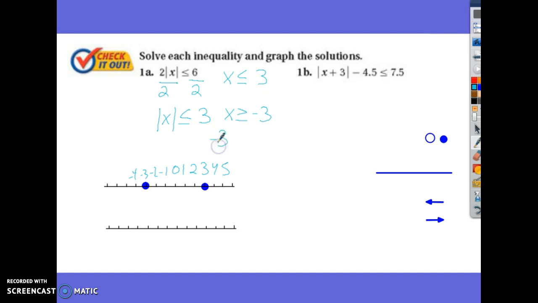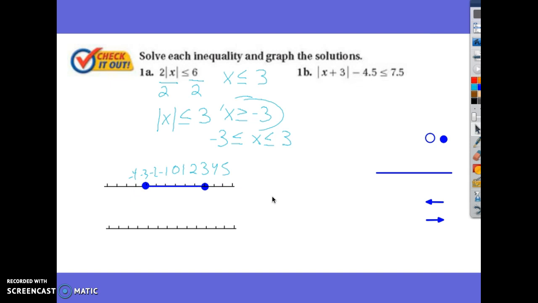So -3, I'm just going to flip this one around. -3 is going to be less than or equal to x, which is going to be less than or equal to 3. So I know that my value will contain all of the values between -3 and 3, in like so. And that's how I would graph that. Of course, you got to make it fit like that.